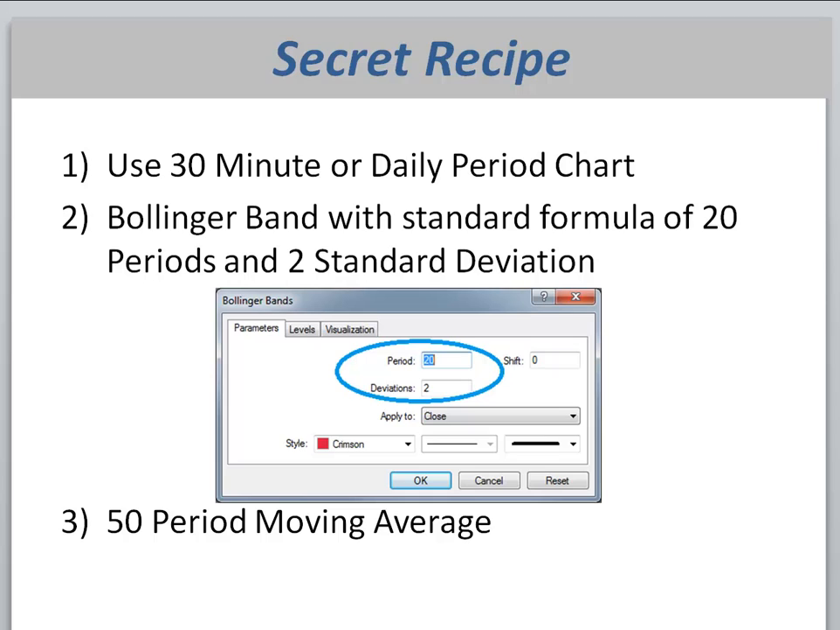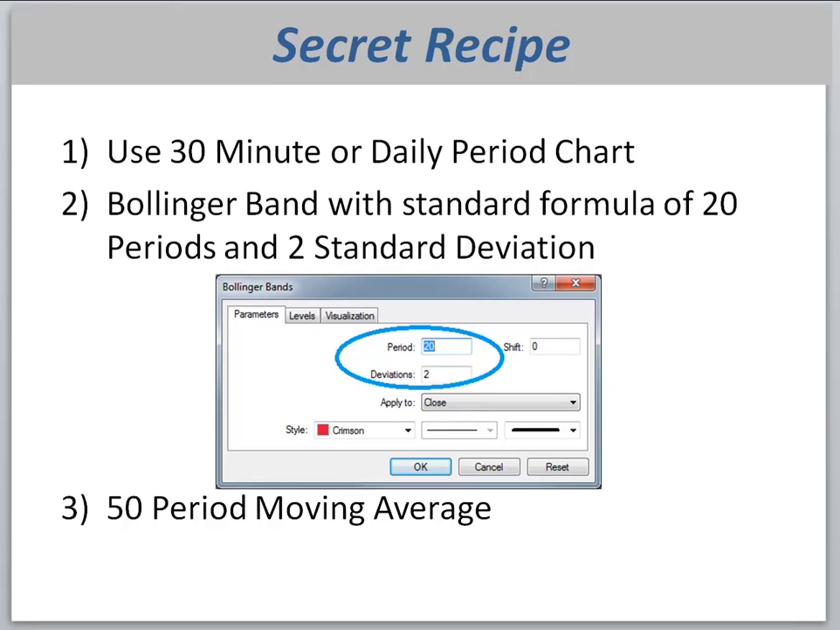Okay, so let's just bring up our chart over here. But before we get to that, here's our little secret recipe in putting together the strategy. We're going to use a 30-minute or daily period chart. I've found in my own trading that the 30-minute or daily charts work best for the Bollinger Band strategy. I'm not really sure why. I have a couple of theories, but I'm not going to get into that. Just in general, the 30-minute and the daily chart work best.